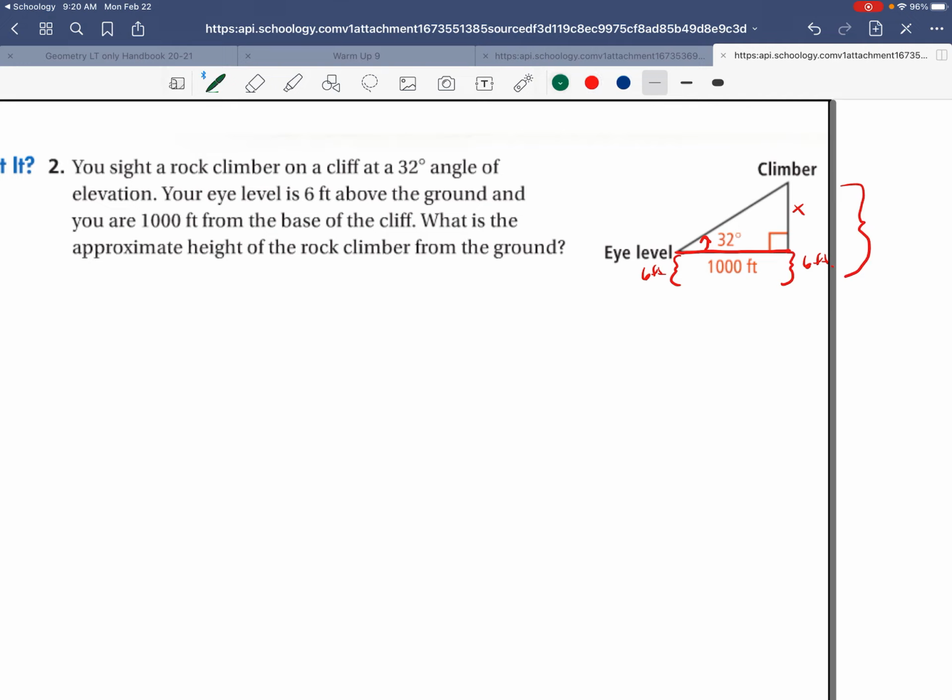If we're standing at the 32-degree angle, we have the opposite side and we have the adjacent side. So we use the tangent of 32 is equal to the opposite over the adjacent. And we type that in. We're going to multiply both sides by 1,000 times tangent of 32.